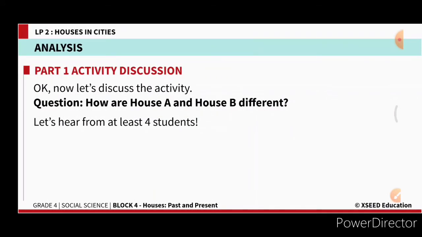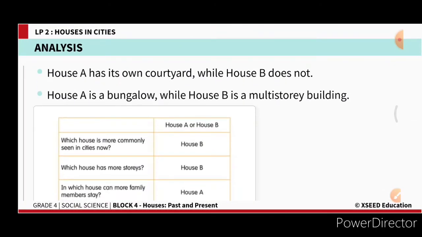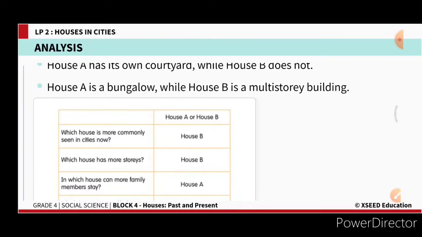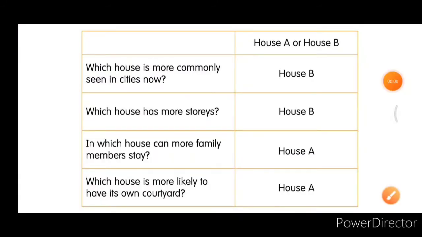How are House A and House B different? House A has its own courtyard while House B does not. House A is a bungalow while House B is a multi-story building. So let us check these answers. Which house is more commonly seen in cities now? House B. What is House B? The multi-story buildings. We see more of the multi-story buildings.